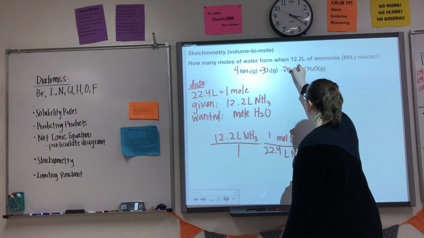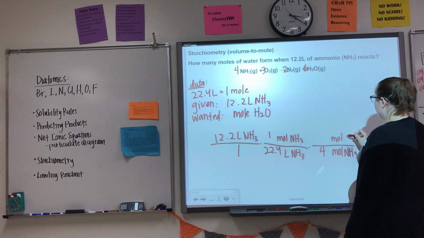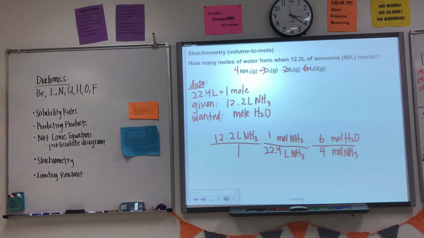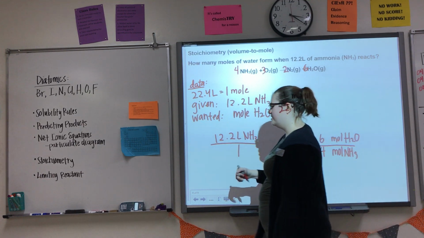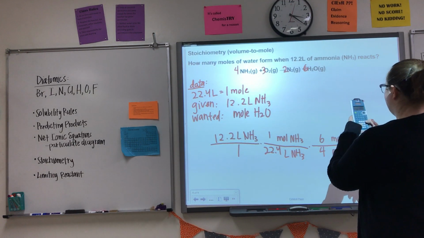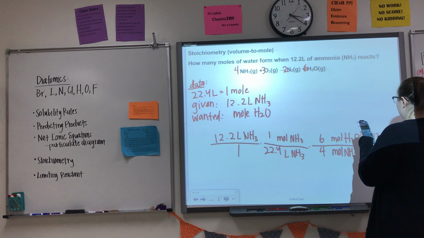Oh, I guess I accidentally erased this earlier. That was 6. Moles of H2O, I get 6 moles. Okay? And I am going to have to use the calculator on this one. I'm not that good yet. So 12.2 times 6 is 73.2 on top.